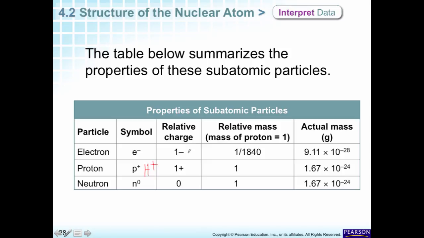Okay, so here's our charges: -1, +1, and 0. Our masses, these two are equal, so we're going to give them a value of 1, and this is 1 over 1840. That makes our math easier because the actual mass in grams, even of the protons and the neutrons, is very, very small. Okay, but it's almost 10 times 10 times 10 times 10 times smaller for an electron compared to a proton.